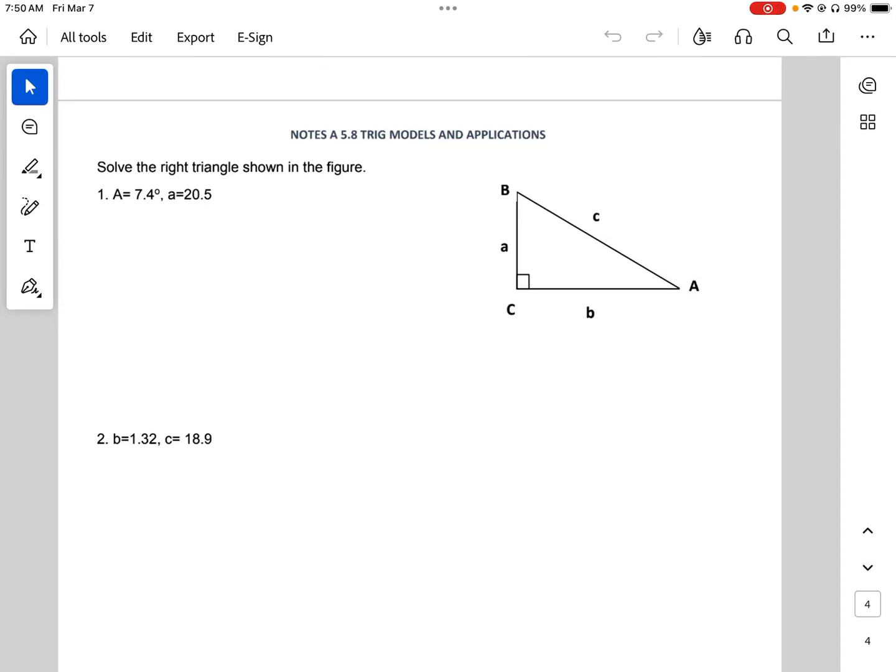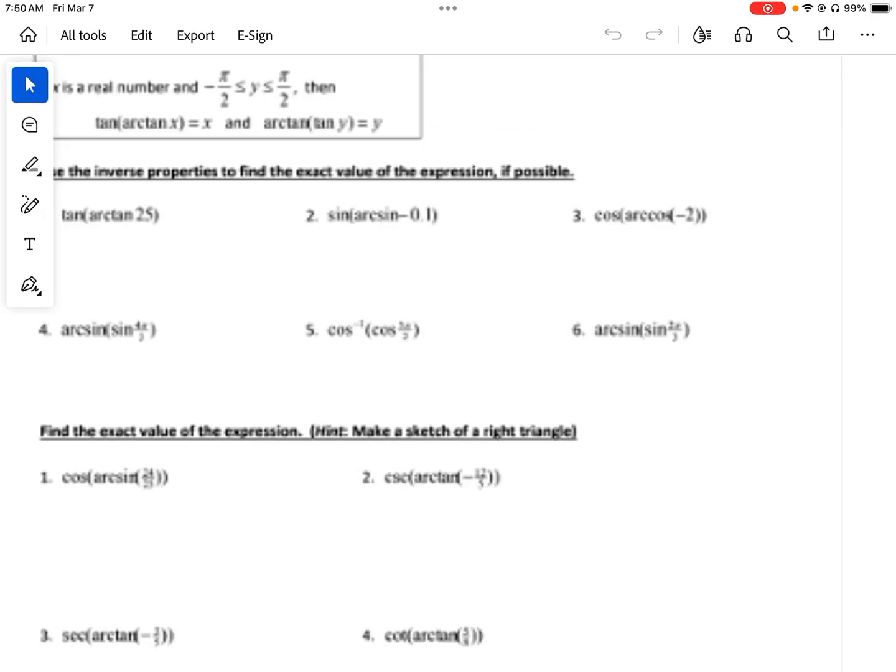Okay, so let's do some trig models and applications. So we have this right triangle here that we need to label. So A, big A, is the angle, and then the lowercase a, which is right across from it, is the side. So your angle is across from the side that corresponds. Okay, so let's look at how we can label this.